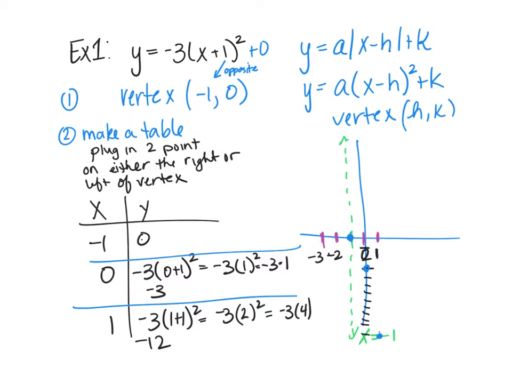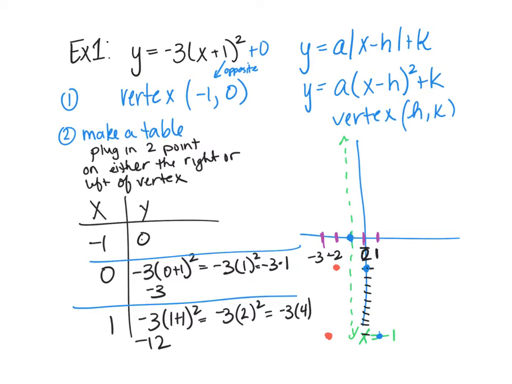And then I can reflect this point. This point here, it's 1 away from the vertex. So at -2, it's going to be 1 away from the axis of symmetry. So that reflected point is here. Okay, so we make a table, we plug it in, and then we reflect the points along the axis. This point here is 2 away, and so we're going to go 2 this way. -3, -12, and then we can draw our parabola.